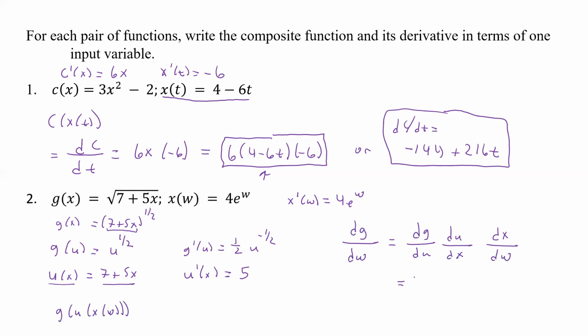What do we get? We get dg du, so that's the 1 half, and it's u to the negative 1 half. Then we take that whole thing times du dx, which is a 5, times dx dw, which is a 4e to the w. Now notice we want this in terms of w, and we've got a u here, so we've got to get rid of that u. Well, we're going to replace this with u, which is 7 plus 5x. So we're going to have 1 half, and then 7 plus 5x to the negative 1 half, and then times 5 times 4e to the w, and now I'm running out of room.